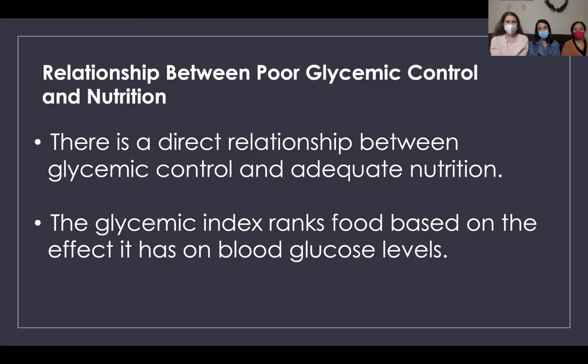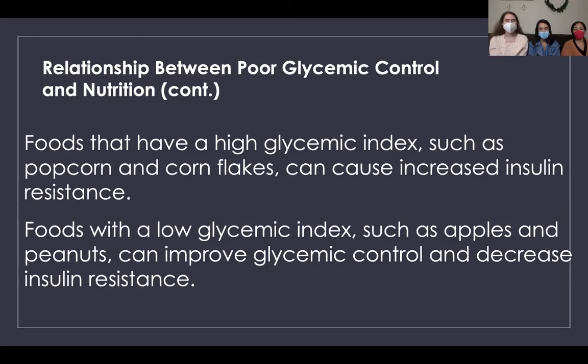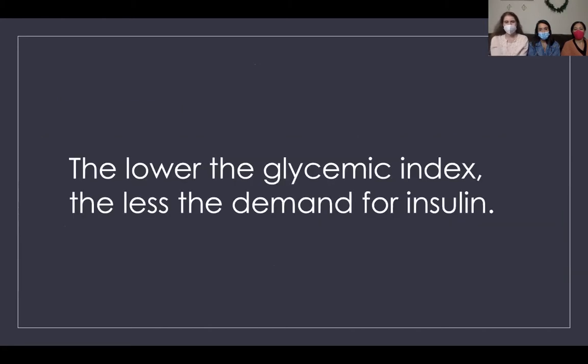There is a direct relationship between glycemic control and adequate nutrition. The glycemic index ranks food based on the effect it has on blood glucose levels. So this chart here shows foods with a high glycemic index, a moderate glycemic index, and the low glycemic index. Foods that have a high glycemic index, such as popcorn and cornflakes, can cause increased insulin resistance. Foods that have a low glycemic index, such as apples and peanuts, can improve glycemic control and decrease insulin resistance. So in other words, the lower the glycemic index, the less the demand for insulin.